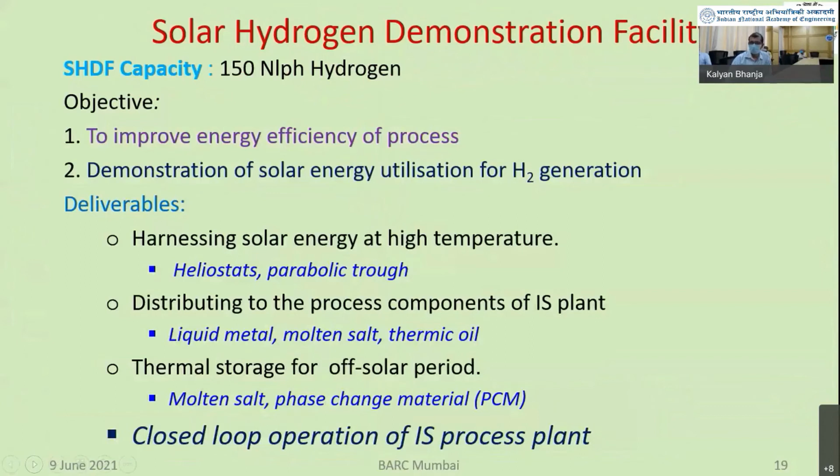Similarly, we are working on the solar hydrogen demonstration facility, again of the same capacity. Here solar energy will be used directly, to improve the energy efficiency of the process, demonstrating solar energy utilization for hydrogen generation. The deliverables will be harnessing solar energy at high temperature using heliostats or parabolic troughs, distributing the heat to the IS process plant, and thermal storage for the non-solar period. It's either molten salt or phase change materials. And finally, the objective is to have closed loop operation of the IS plant.